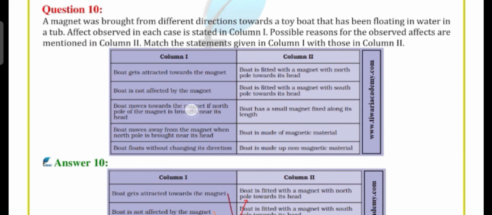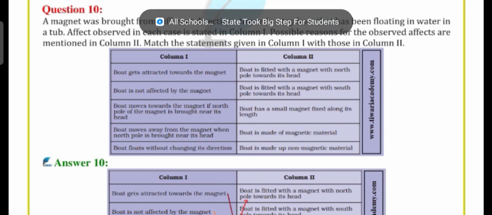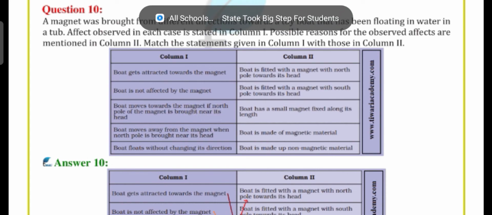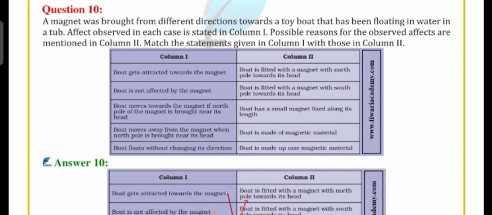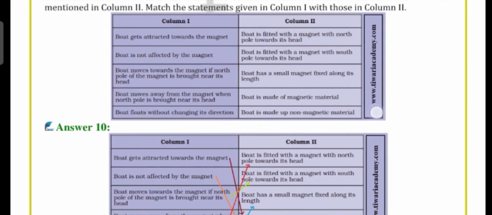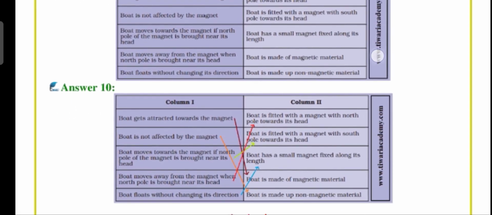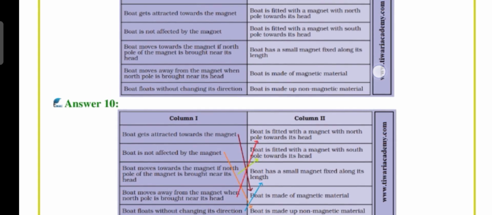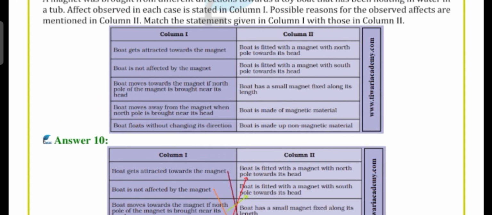Then the boat moves towards the magnet if the north pole of the magnet is brought near its head. When the north pole of the magnet comes near, the boat is attracted and moves towards the magnet. What does it mean? It means the opposite pole is fitted to the boat, isn't it? So the boat is fitted with a south pole. Okay, so it is attracted.